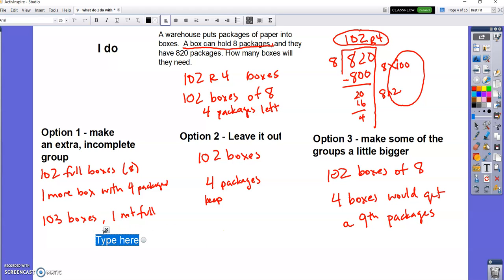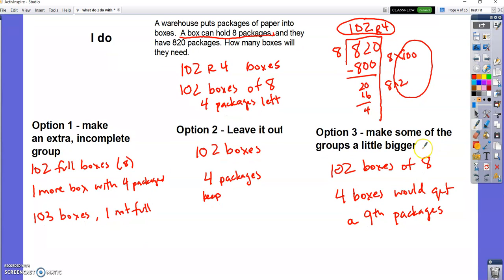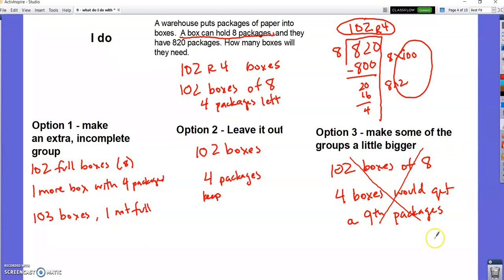So I might say something like, so when we did this yesterday, I believe I just erased it, I know. We said this one wouldn't work because you can't fit a 9th package in a box that can only hold 8. Doesn't work. But we were okay with this, right? Saying, okay, we're going to send 102 boxes and keep the leftover 4 packages, or send 102 full boxes and 1 more box with 4 packages.